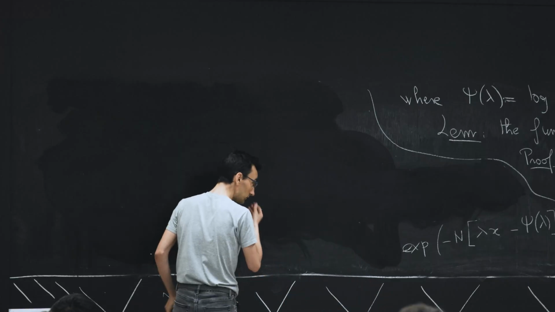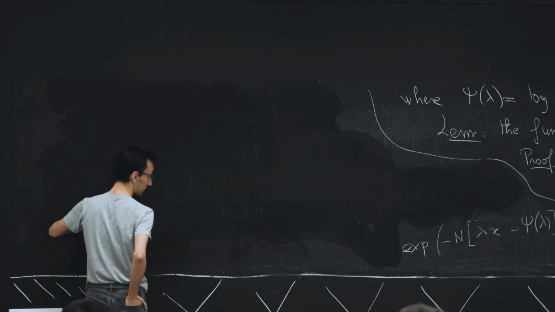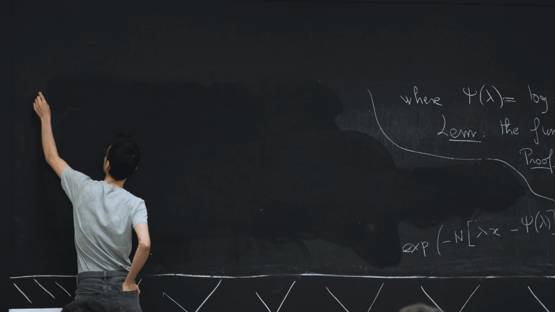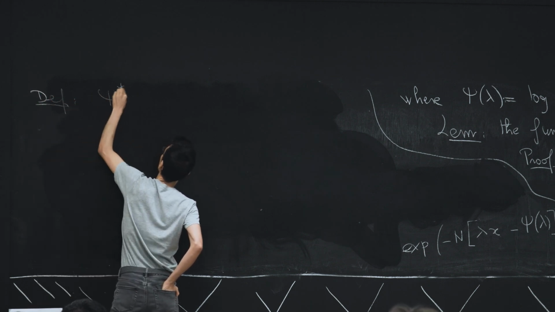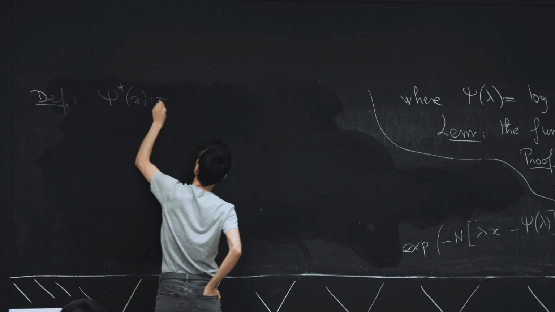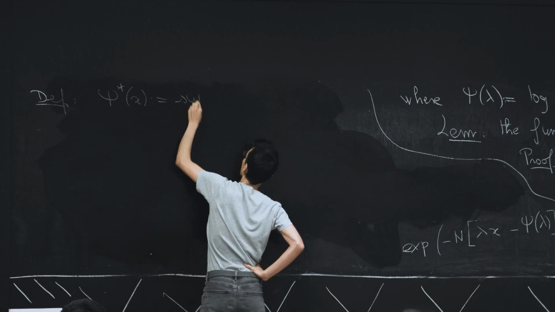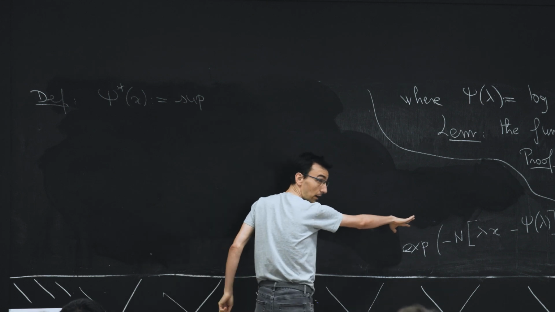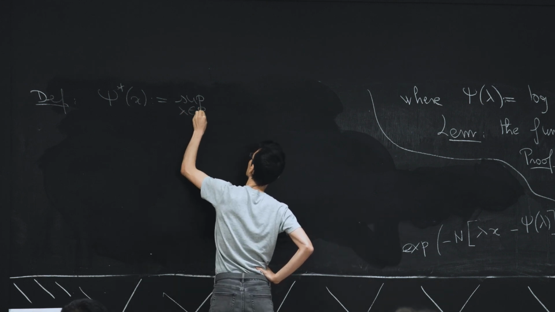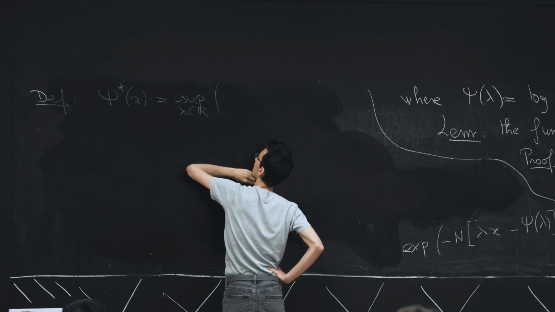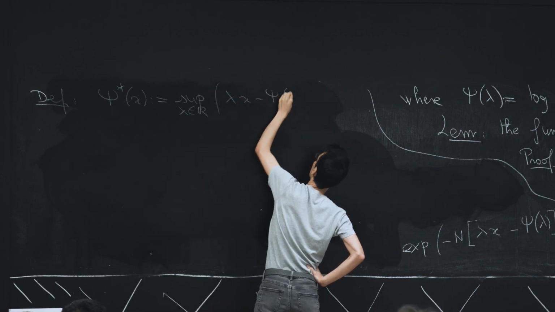So let's look at this object. Let's define psi star of x to be what we get when we optimize over lambda in this expression. And in fact, in this calculation, I had only lambda strictly positive, but in this definition, I'm going to optimize over all lambda: the supremum of lambda x minus psi of lambda.